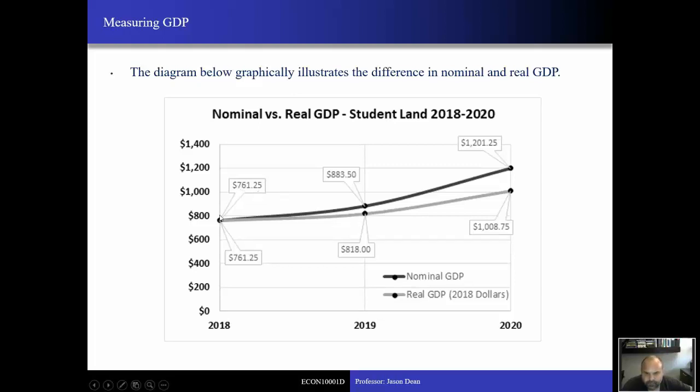So in the base year, nominal GDP and real GDP are the same at 761.25. If we look at the nominal GDP series, we see that it's increasing here. And so this was nominal GDP in 2019. This is nominal GDP in 2020. But if we were to look at this and say that that is how economic activity is changing, we would be overstating it. The real GDP figure holds prices constant in 2018, and so this increase depicted in this line is due just to quantity changes, which is what we want.